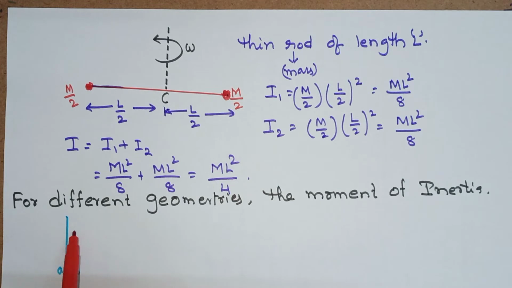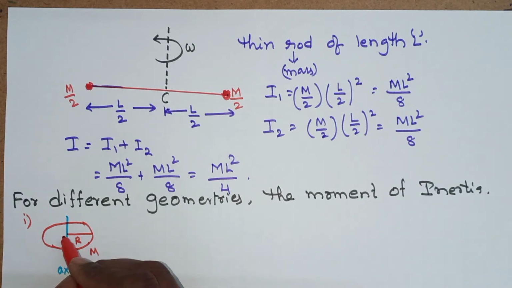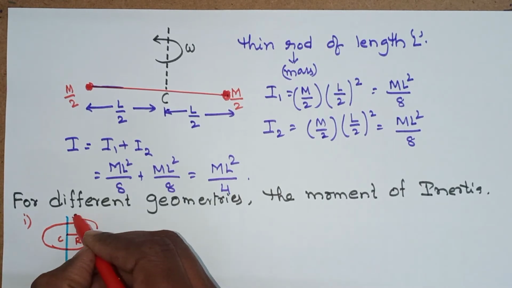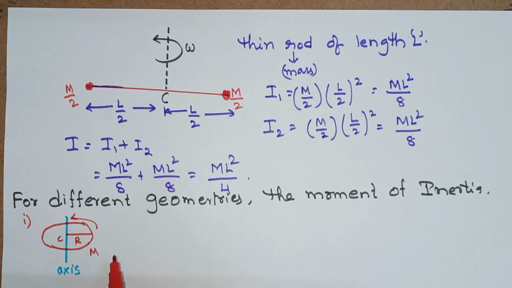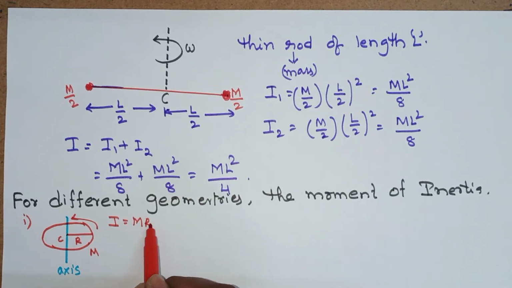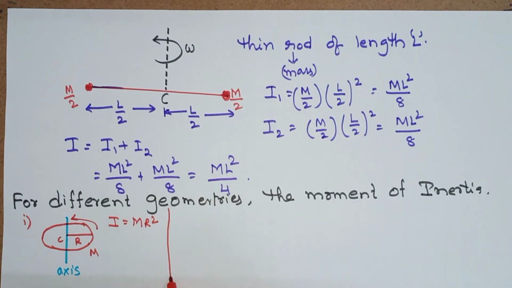This is the axis, and we consider a circular ring. A circular ring of mass m, radius r, axis is at its center, and this is a rotation about it, clockwise or anti-clockwise, it doesn't matter. How to write the moment of inertia? It is simply m r square. Now let's see the second one.